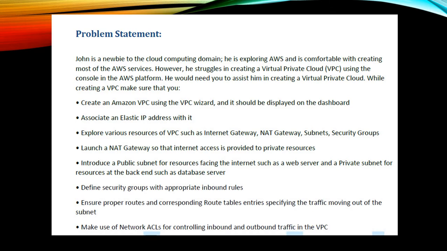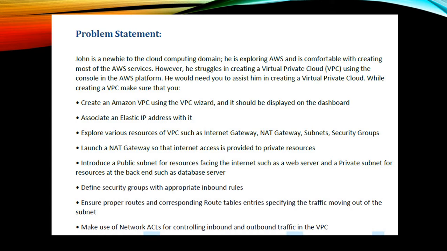So the problem statement for the Cloud Essential project, which is given to us, is something like this. John is a newbie to the cloud computing domain. He's exploring AWS and he wishes to explore more about VPC and its resources, and he wants to create them in the AWS platform. So he requires our assistance in creating this VPC. So we're basically exploring VPC and its resources and how this is helpful in this world of cloud computing.